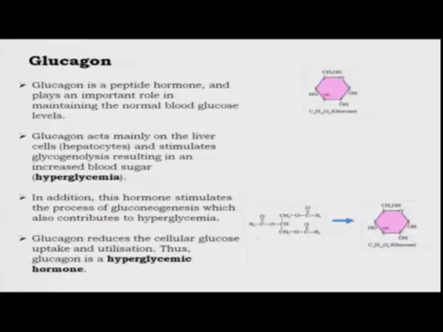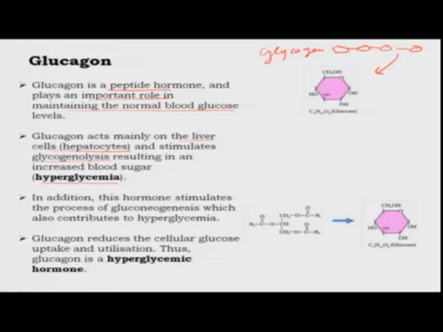Glucagon, on the other hand, has a completely opposite function. Glucagon is also a peptide hormone, and it also plays an important role in maintaining the normal blood glucose levels, but it acts as a hyperglycemic hormone. Again, it acts on the liver, which are the hepatocytes, and stimulates the opposite of what insulin does, which is glycogenolysis, or breakdown of glycogen. So, glycogen, which is this chain of glucose molecules, will now be broken down into single glucose molecules, right.